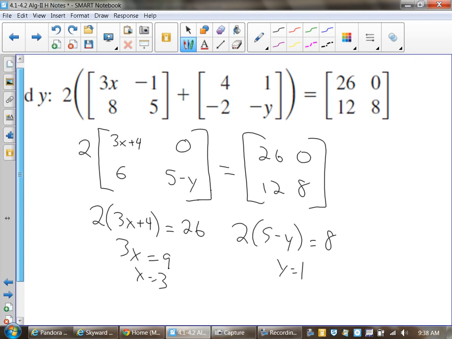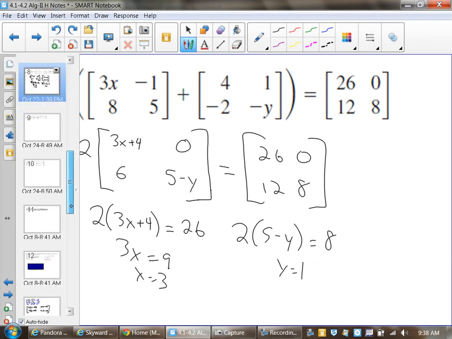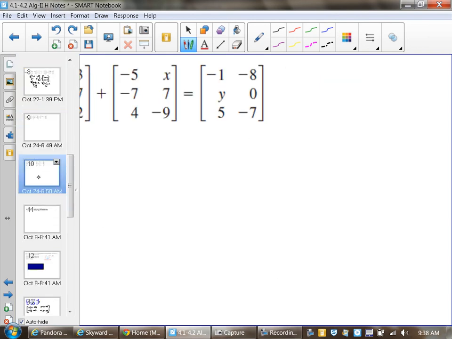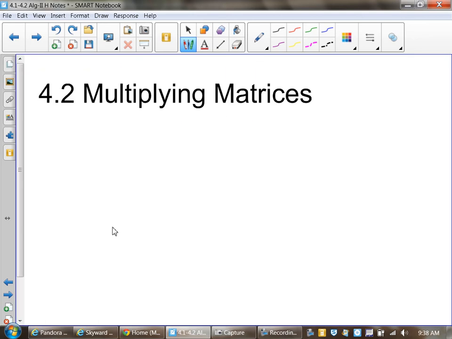Question about that? Not scary, is it? All right. Let's look at multiplying it. Let's blend this into 4.2. Yeah, you got a 10. Multiplying gets messy.